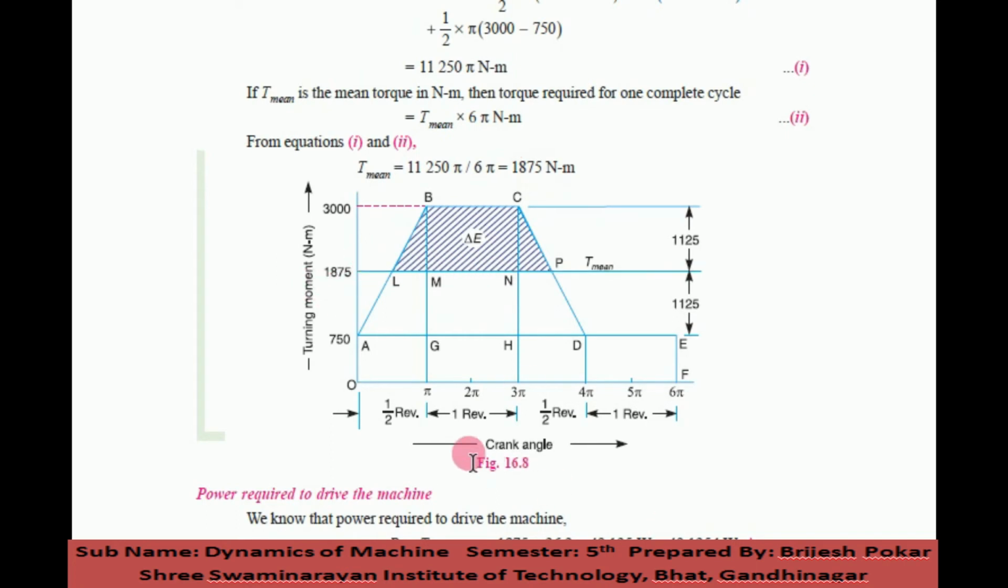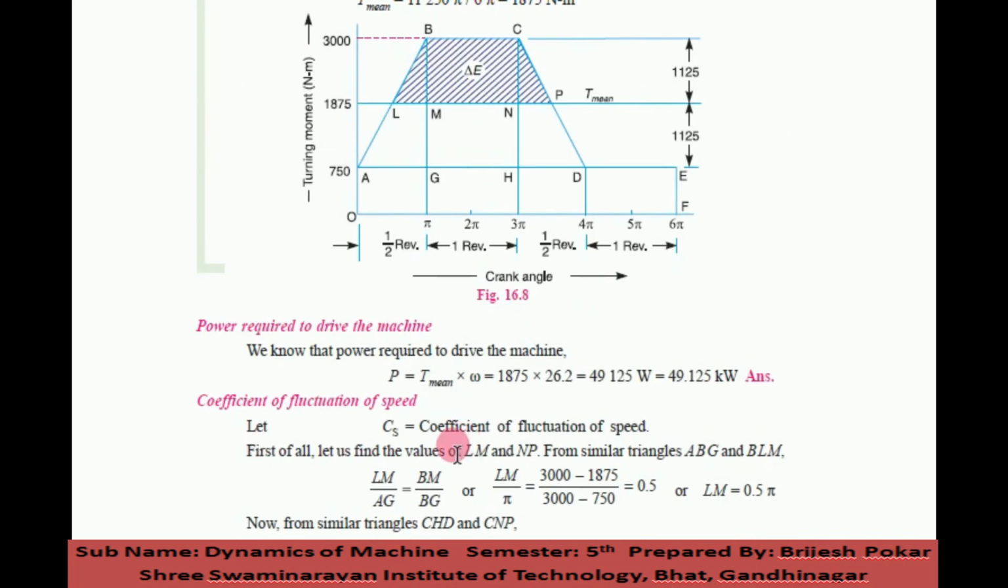Now, power required to drive the machine. Okay, so P is equal to T mean into angular speed. T mean we have found out, and angular speed we also have. So 49.125 kilowatt power. It is very easy.